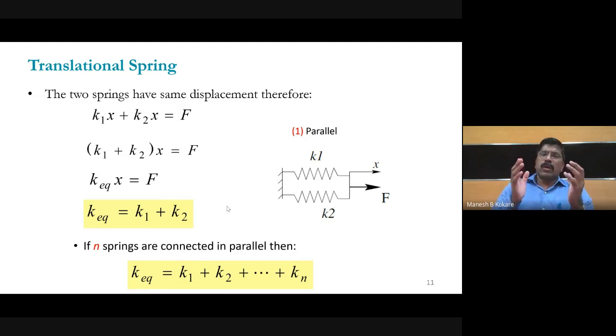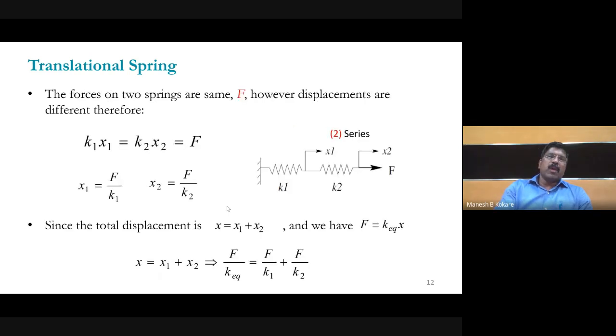Means when two or more springs are connected in parallel, K equivalent will be just the summation of these. It is just like resistances connected in parallel, or capacitors connected in parallel, or like that. Similarly, when two springs are connected in series, it means one end of spring K1 is connected to the reference, the other end of K1 is connected to one end of K2, and the other end of K2 is where you have applied the force.